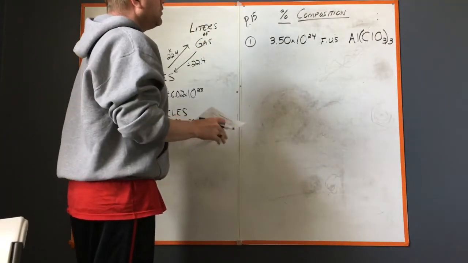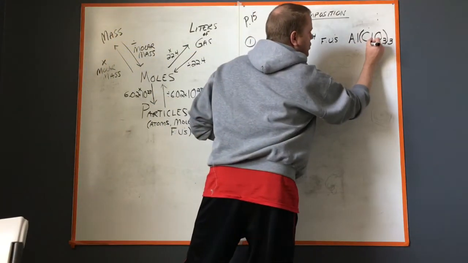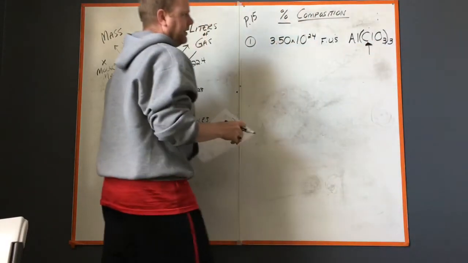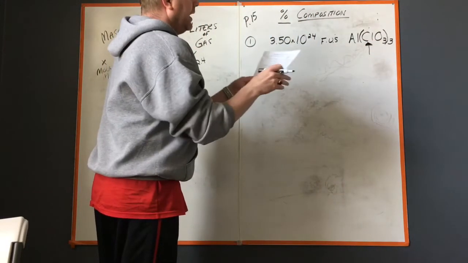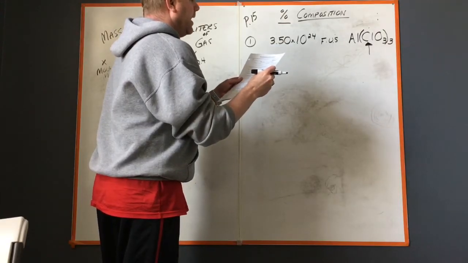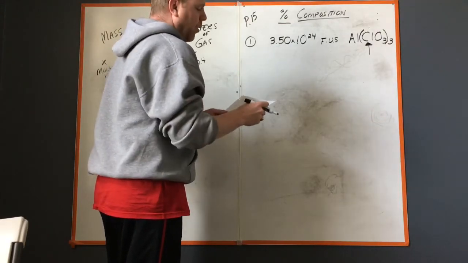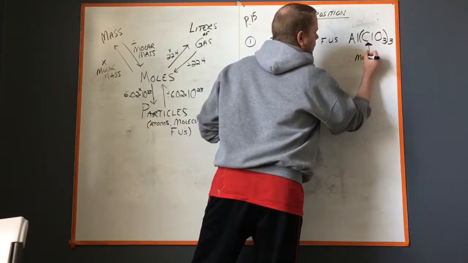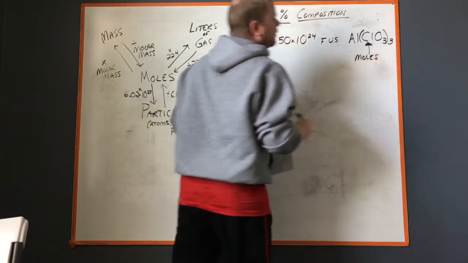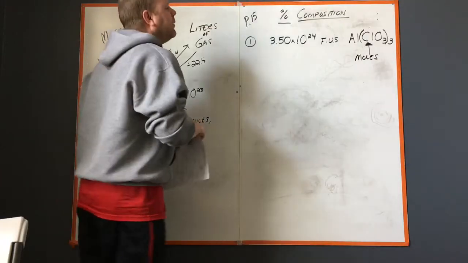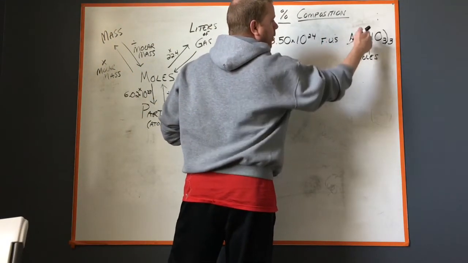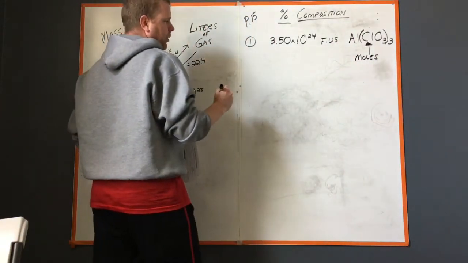All right. So this thing wants to know just the chlorine atoms, just that part right there. And furthermore, it doesn't want to know how many formula units or how many atoms. It wants to know how many moles. So there's a couple things we have to do. The first thing is to take this formula unit and turn it into moles for the whole thing, aluminum chlorate.